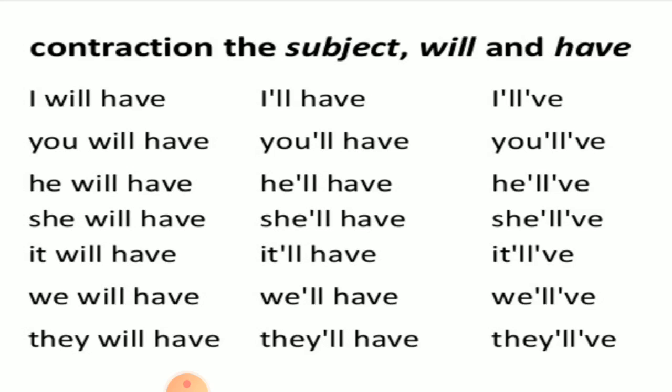Now contraction: the subject, will and have. See, here the first one is given, I will have. Then here it is contracted, means it is made short. Will is shortened, I'll have. Then here also have is shortened again, that is, it becomes 've. So here the short forms are shown to you.